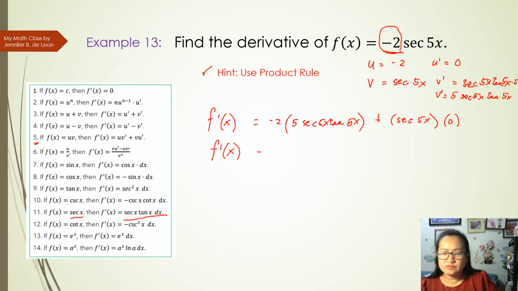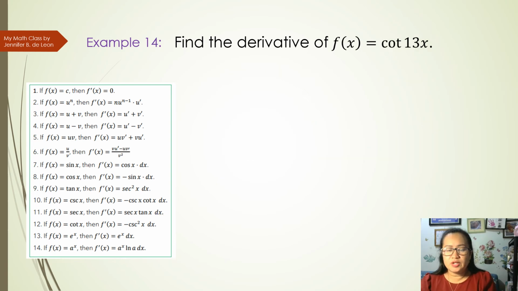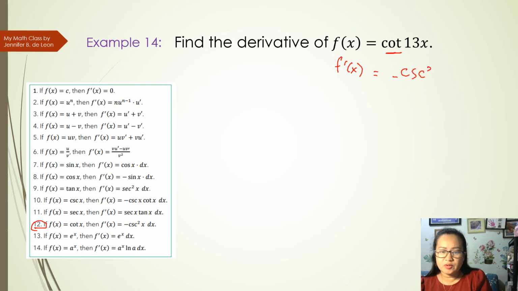Simplifying this, we will have negative 10 secant 5x tangent 5x plus 0. So simply, f prime of x is equal to negative 10 secant 5x tangent 5x. Now let's work on example number 14, wherein we have a cotangent function. So cotangent, that is rule number 12. Therefore, f prime of x is equal to negative cosecant squared, and our x is 13x, and the derivative of 13x is 13. So simplifying, we will have negative 13 cosecant squared 13x.